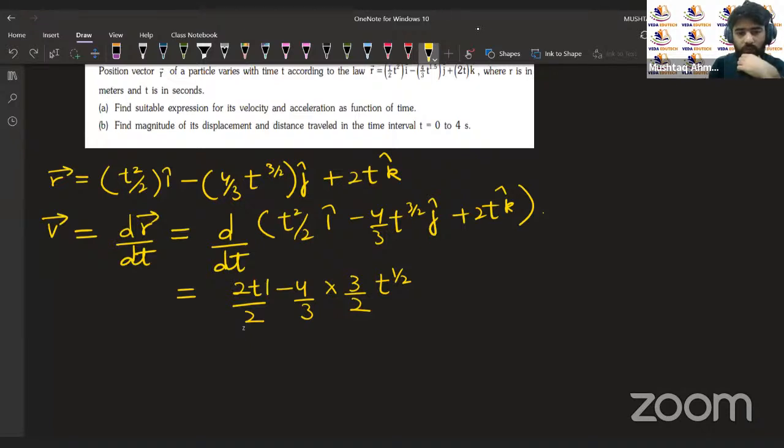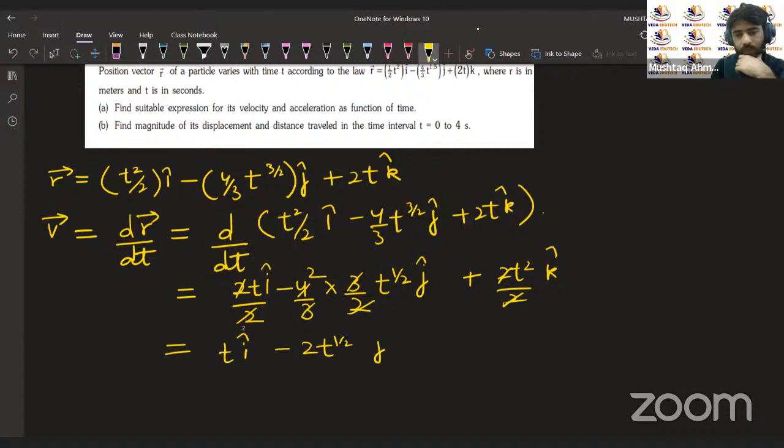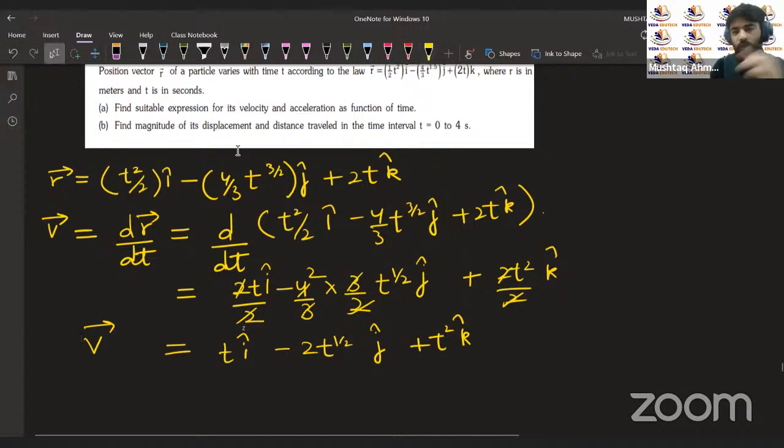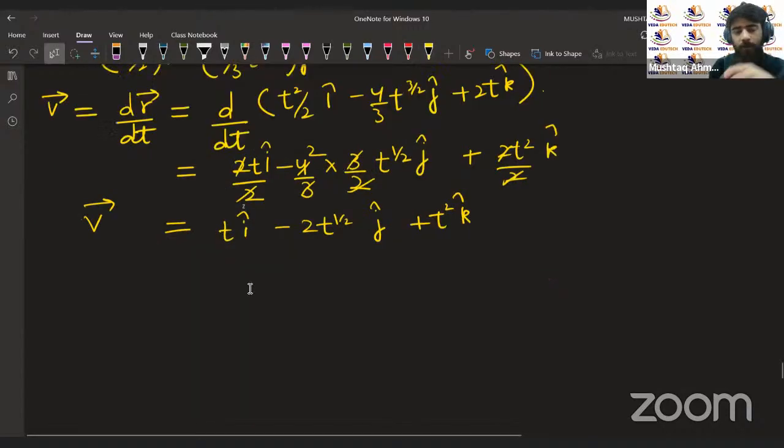This is the î component of the velocity, this is the ĵ component, and finally we'll have 2t/2... k̂. So this will be our velocity vector. The 2 and 2 will cancel, the 3 and 3 will also cancel, and the other 2s will cancel out. We'll be left with t î − 2t^(1/2) ĵ + ... k̂. So this is the velocity as a function of time if the position vector of this particle is given like this.